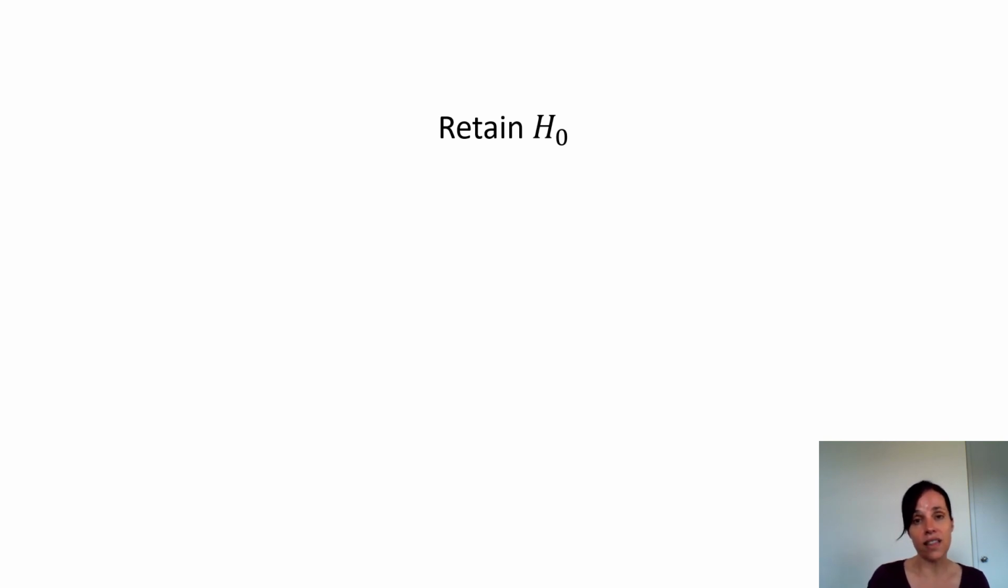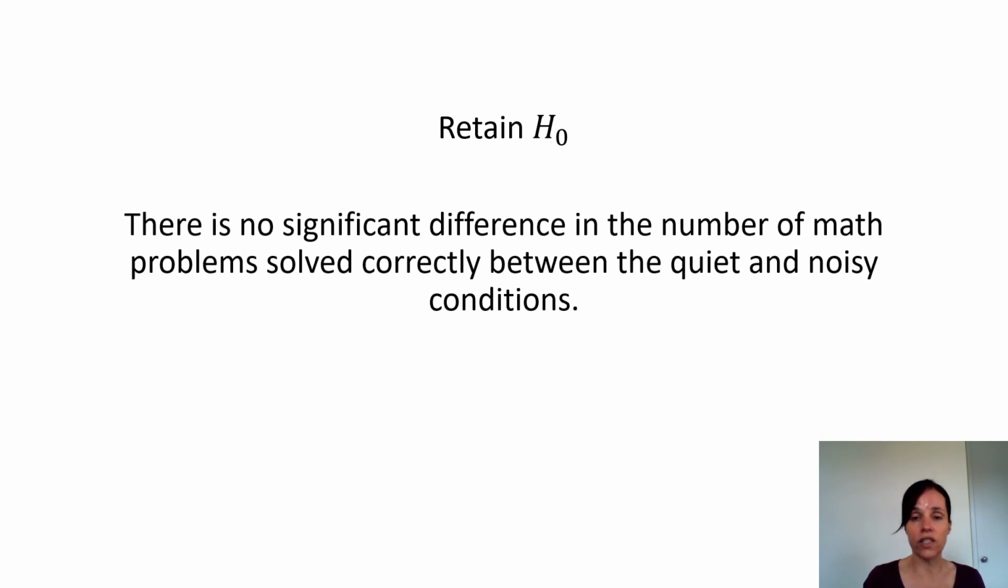The null hypothesis in this example was that the average number of math problems that people could solve correctly would be the same in the quiet and the noisy conditions. We're retaining that null hypothesis, so our substantive conclusion is that there is no significant difference in the number of math problems solved correctly between the quiet and the noisy conditions. One logical question at the end of this hypothesis test is, do you think that the sample size in this problem had anything to do with the outcome of the significance test?